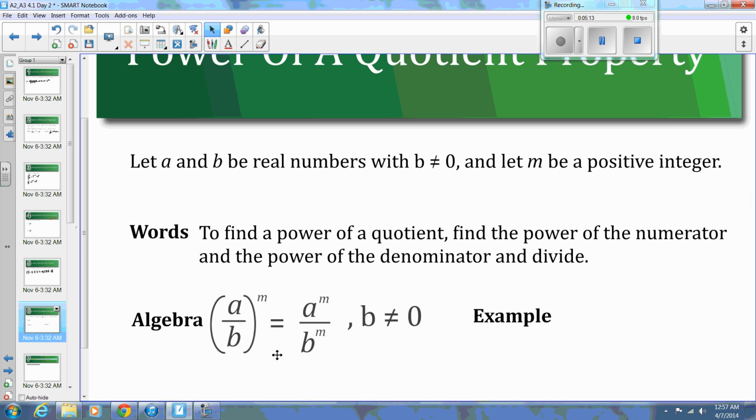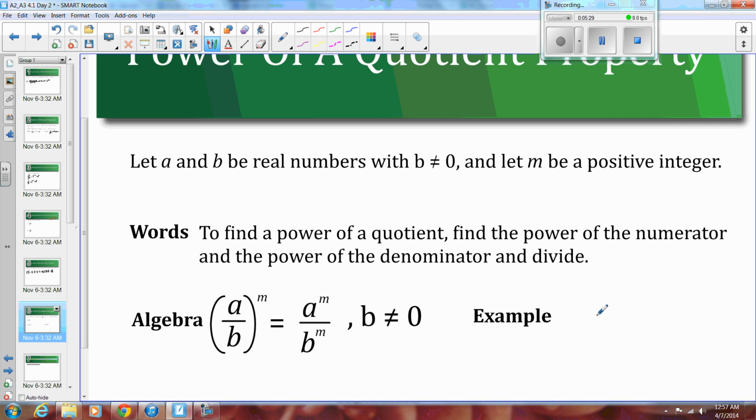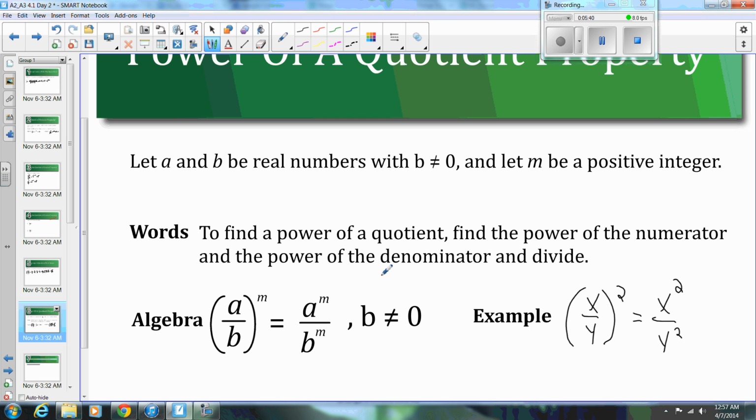and this is the algebraic representation, if I have a over b and I raise it to the m power, I'm just raising both a and b individually to m. So raising the numerator to m, raising the denominator to m. So an example here would be, let's say something like, if I have x over y and I am squaring x over y, well, that's just simply raising x to the square and then y squared. Okay, something to that effect.